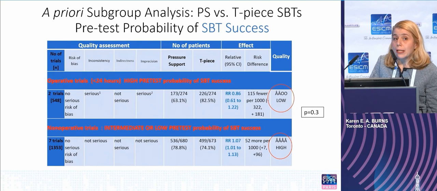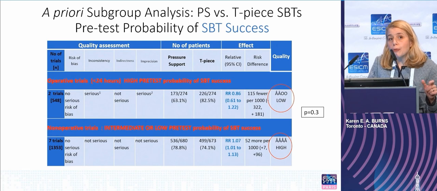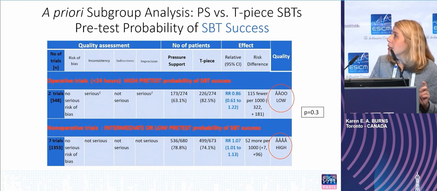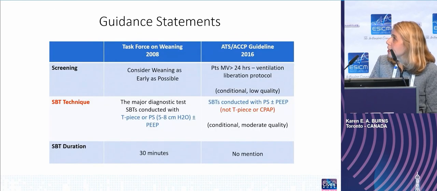So low quality evidence, but really where the high quality evidence came from was the non-operative trials, the trials in which patients were mechanically ventilated for more than 24 hours, where we would consider patients to be at intermediate or low pretest probability of being successful on an SBT.